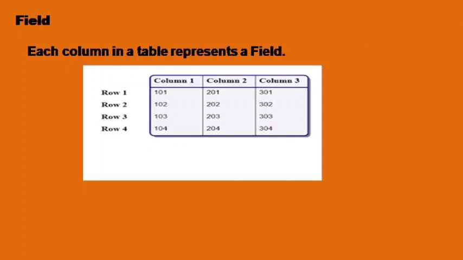And each column in a table represents a field. So, the vertical one in a table is called a field or column.